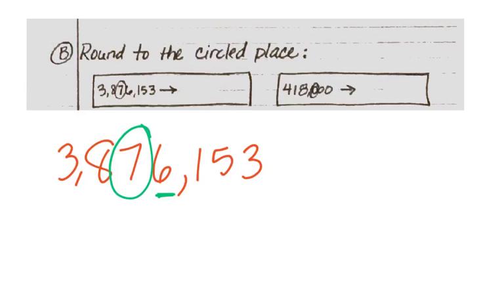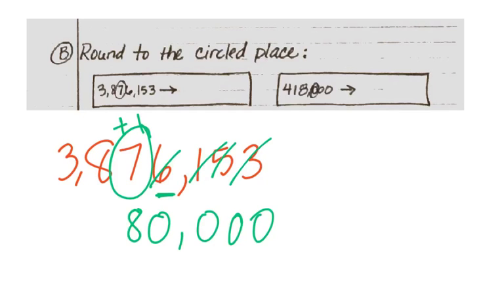If this 6 is between 0 and 4, then my 7 will stay the same. However, if this 6 is between 5 and 9, I'm going to add one more to the number that I have circled. Well, look, 6 is between 5 and 9. 5, 6, 7, 8, 9. So I'm going to add 1 to this circle, and this circle is going to now become an 8. Again, remember when I told you when we round numbers, everything to the right is going to change into a 0. Okay? And then everything to the left of my circle gets to stay the same. So my new number is 3,880,000.